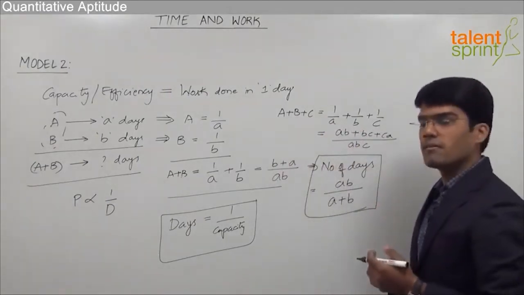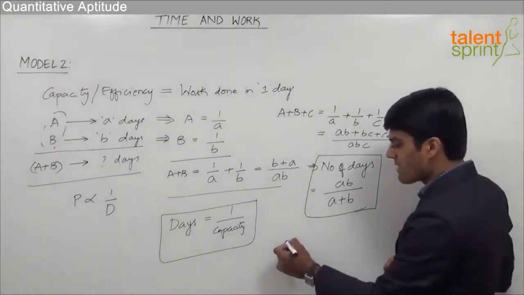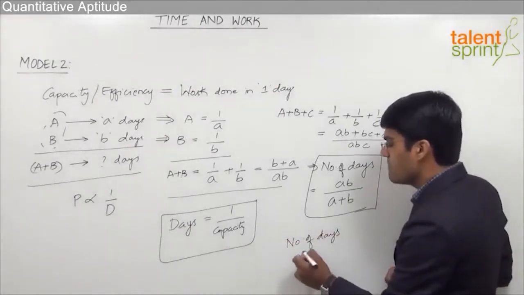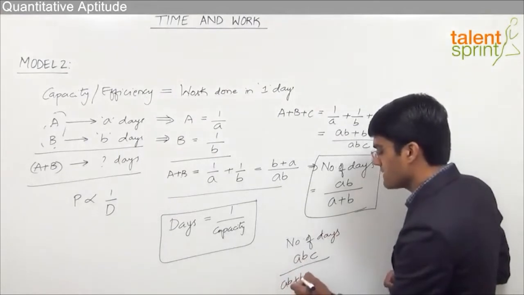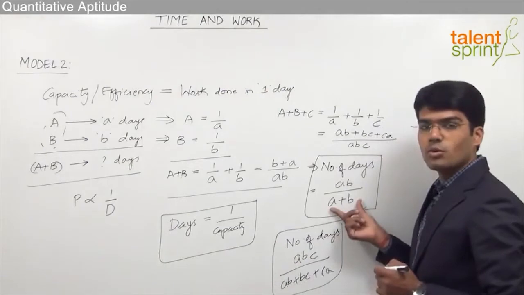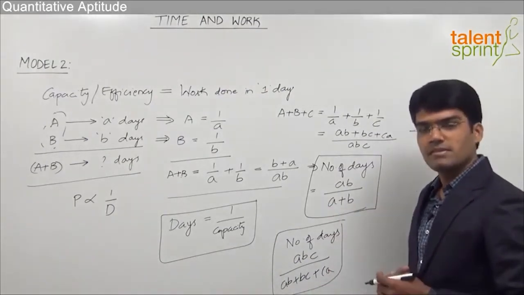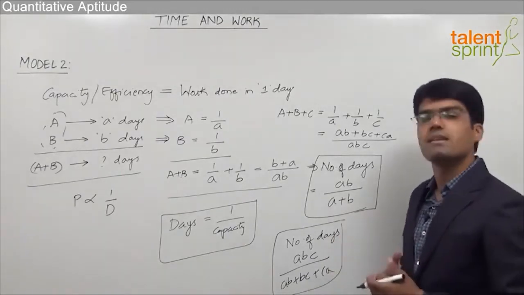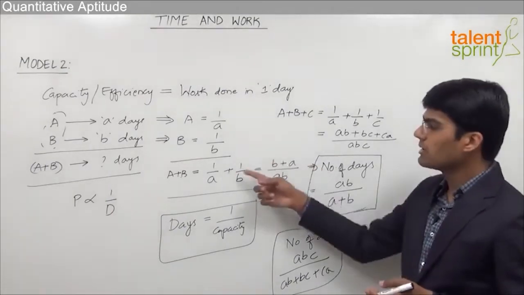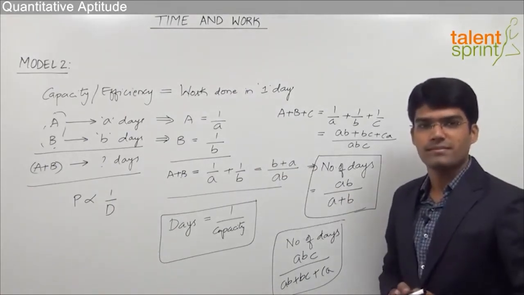But as we need the number of days, we can simply reciprocate this to get the answer. So the number of days when three persons are working together can be taken as ABC by (AB plus BC plus CA). So this is the number of days required when two persons work together, and this is the number of days required when three persons work together. Similarly, if there are four persons, we can continue with the same concept and find out the number of days required. So as per your convenience, you can either use the 1 day's work or simply substitute the values in the shortcut formula to get the answer.